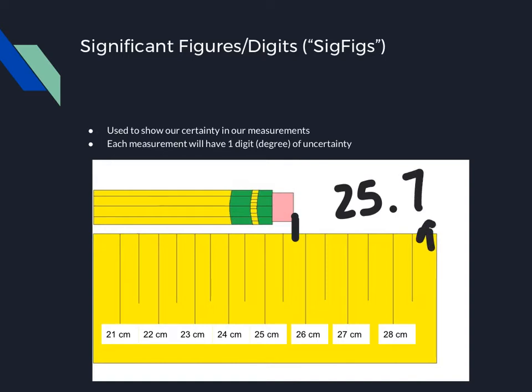Was that 7 a guess? Yes, it was, and so that last digit has to be a guess. I cannot add any more numbers to the end of this. I can't say, oh, it's 25.75, because that's as if I was lying to the people that look at this. I don't know this 7 in the tenths place for sure, and so I can't add another digit to the end of it. So my answer would be 25.7 centimeters.